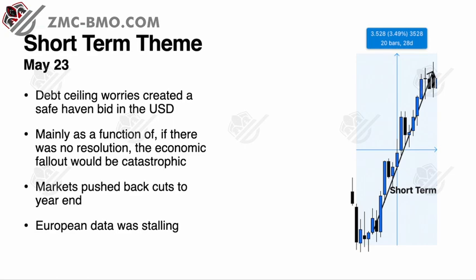So we saw German ZEWs was the main one for Europe. That fell, and then all the subsequent Chinese data also started to fall. Again, like the industrial production, for example, and the PMI data in Europe, especially in Germany, the manufacturing PMI started to fall. This was giving the view that maybe Europe is starting to see a lot of struggle.